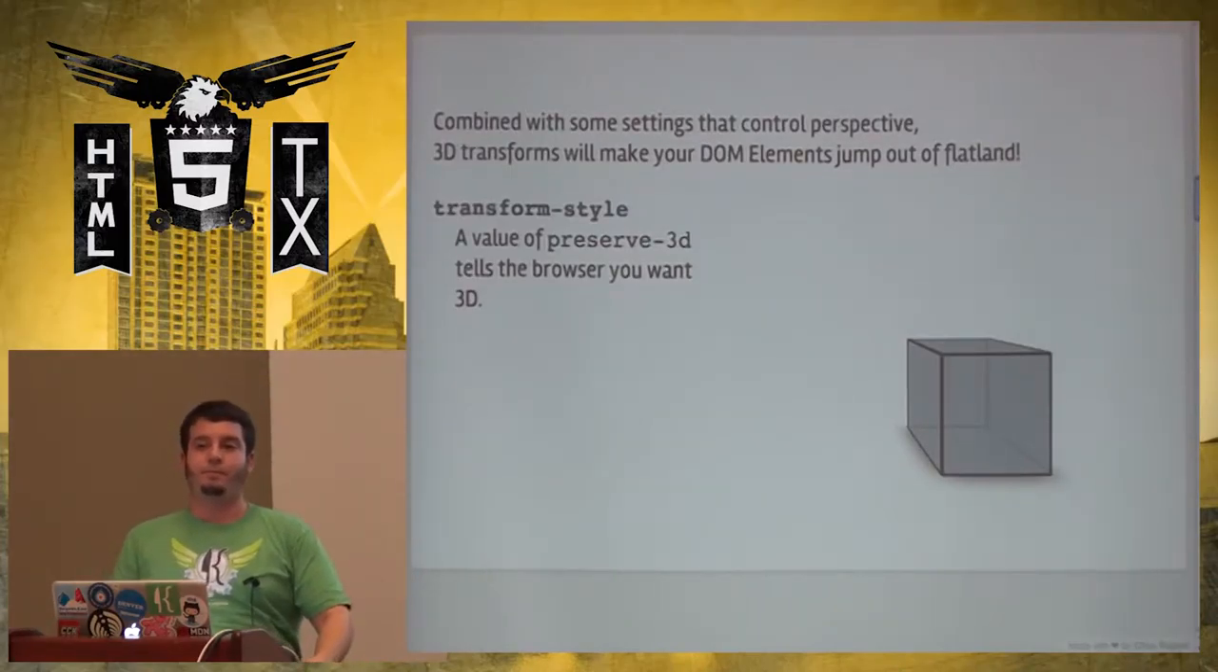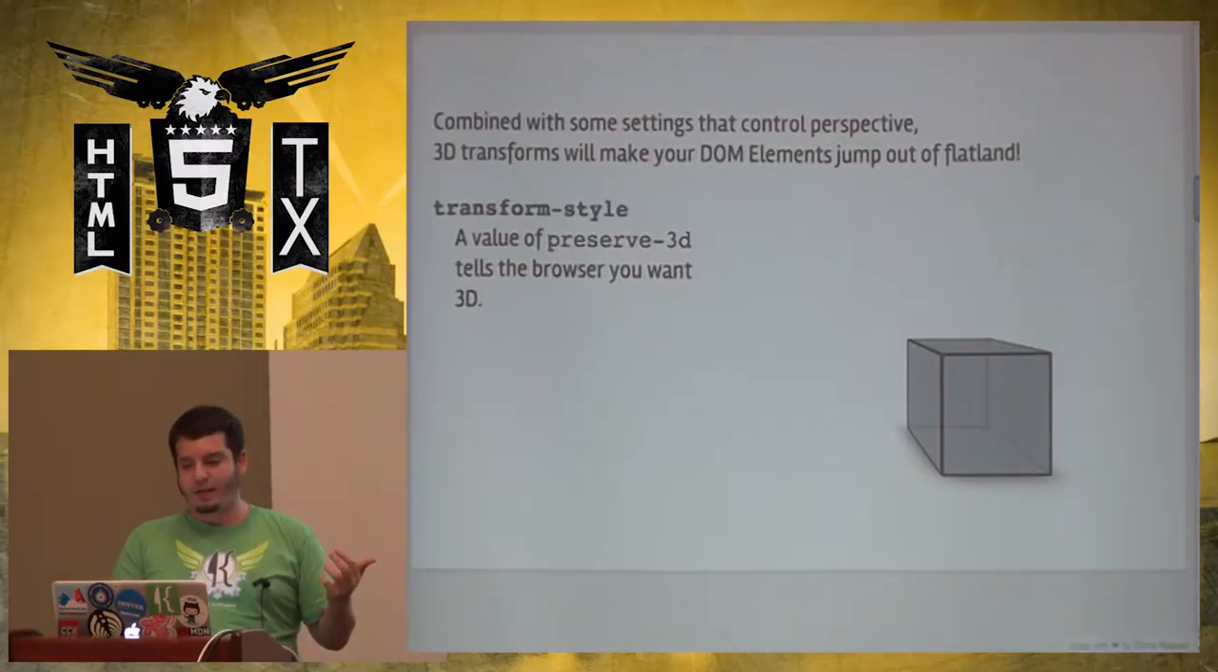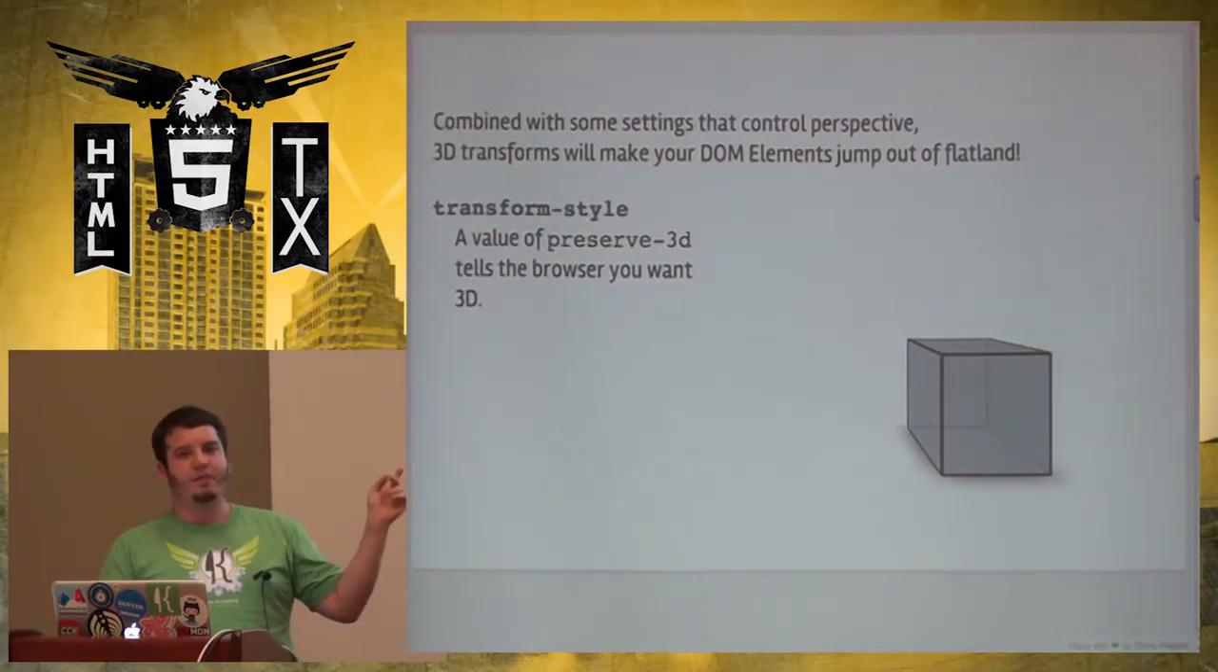Transform style is the first property that I want to point out. This one just tells the browser, hey, set me up a 3D environment. And you can have as many of these on the web page as you want, memory permitting. Now, the second one is perspective.